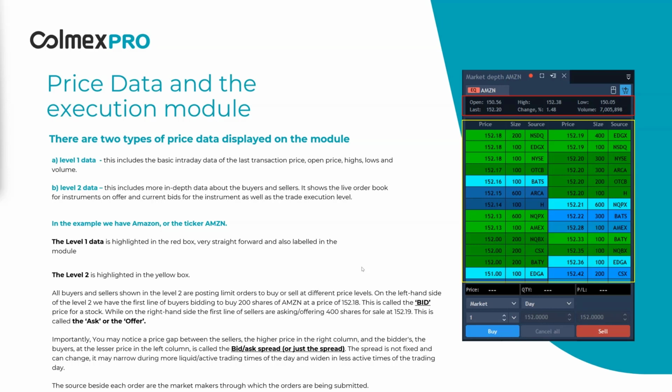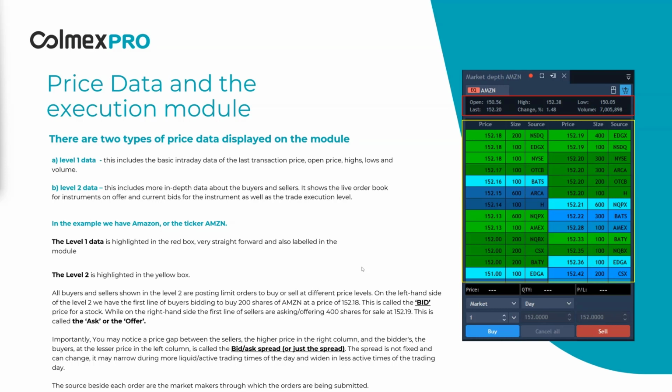On the left hand side of the level 2, we have the first line of buyers, and they're bidding to buy 200 shares of Amazon at a price of $152.18. This is called the bid price for a stock. While on the right hand side, the first line of sellers are asking or offering 400 shares for sale, and that is at a price of $152.19. This is also called the ask or the offer.